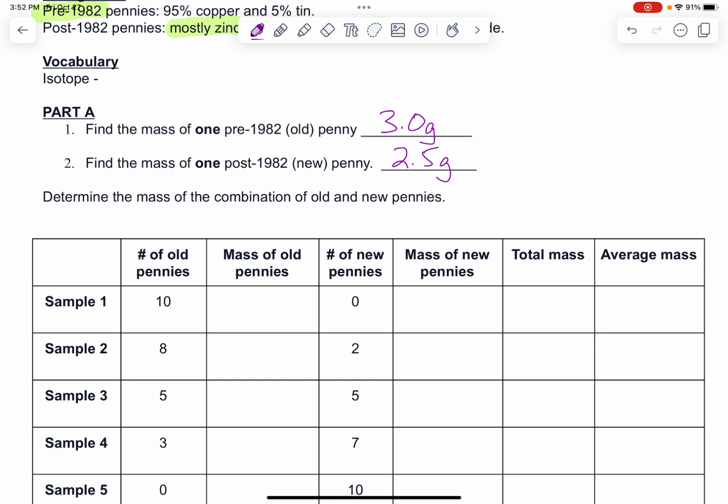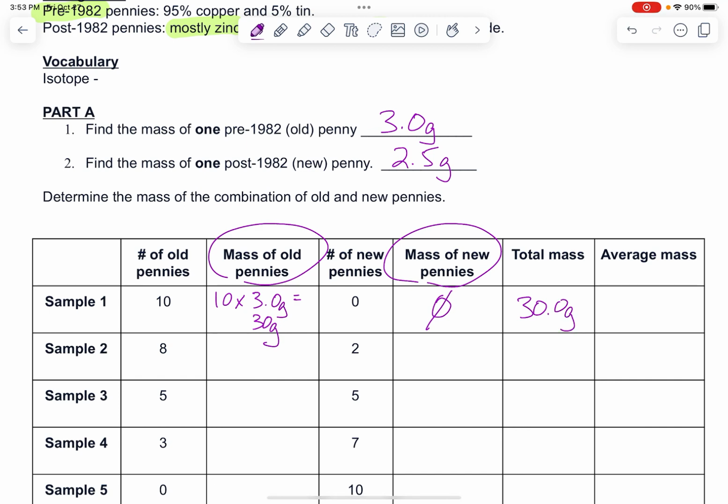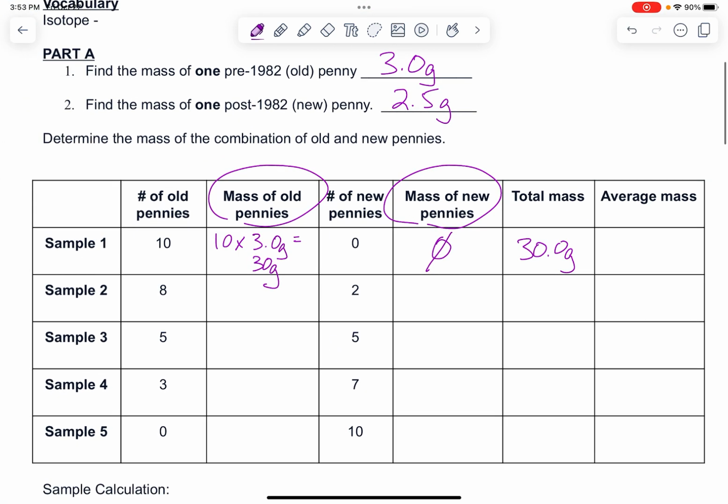In our table, in sample 1, if we had 10 old pennies, the mass of 10 old pennies would be 10 times our 3 grams, and that's going to equal 30 grams. If we don't have any new pennies, that's going to be 0. When we add our mass of old and our mass of new, it would be 30 grams. Then our last step is to figure out our average mass. Since they're all old pennies, I'm going to take my total mass, 30, divided by 10, and that's going to equal 3 grams.